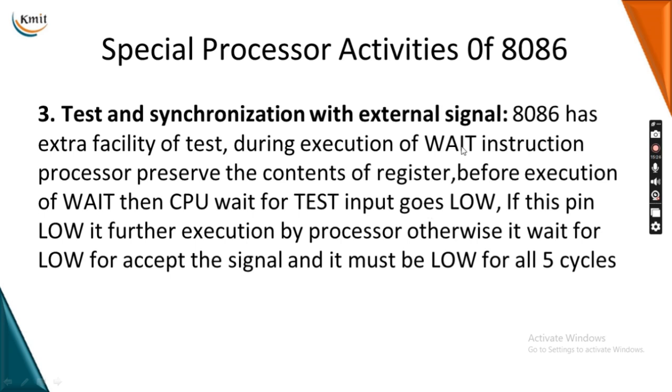Simple. If any external signal is being applied, we have the instruction WAIT. Before WAIT is executed, it preserves the contents of whatever registers are stored. After execution of the test, it goes low, meaning it is waiting for testing. Until it becomes low, it doesn't accept the signal. So it must be low for all the cycles until the external signal synchronization is completed. Thank you.